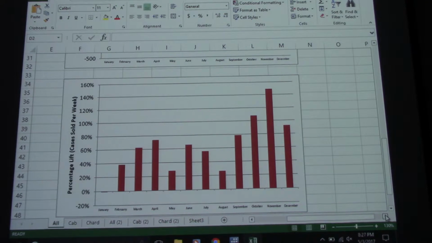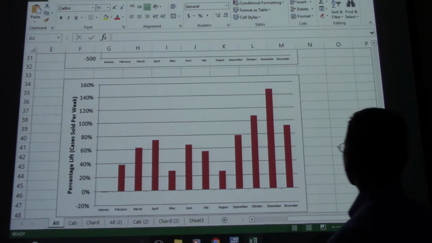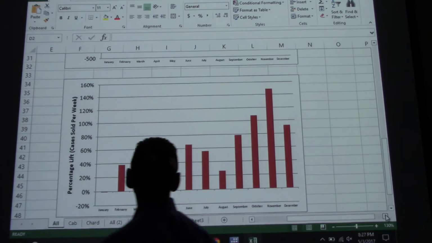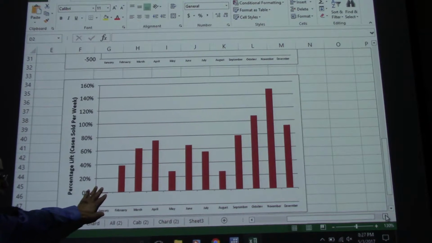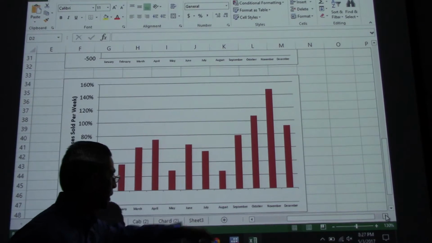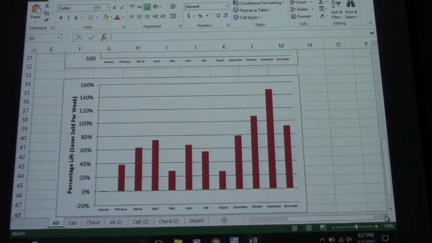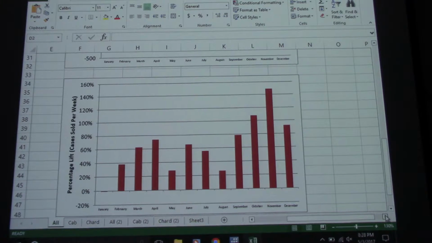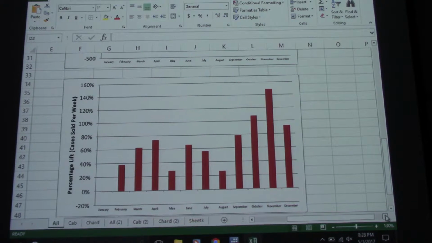Here we go. November promotion has its biggest effect. Again, ignoring here, May and August promotion has its smallest effect. But June and July has a much bigger effect. Those promotional effects are pretty big too. 140% lift, 100% lift.